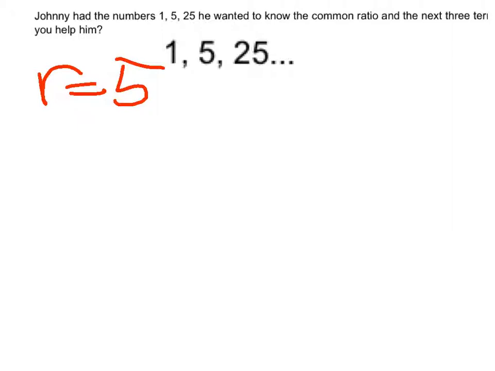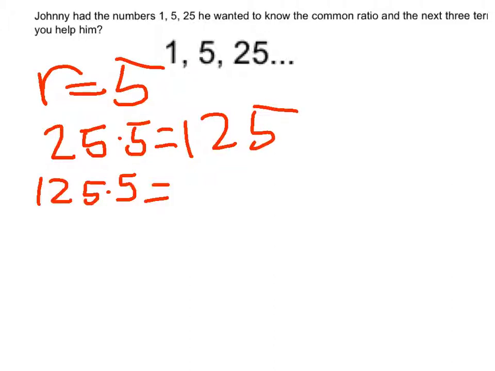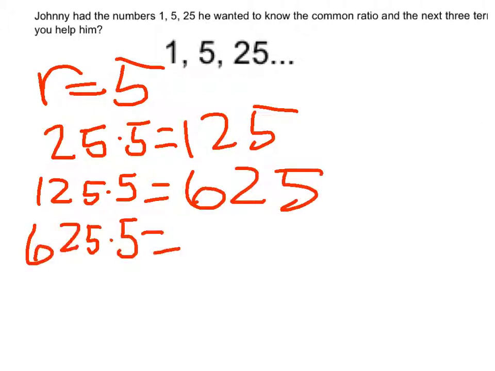But we are not done. Find the next three terms. We have to continue the pattern of multiplying the term by 5. So 25 times 5 is 125. So 125 times 5 equals 625. And 625 times 5 is 3,125. So the next three terms are 125, 625, and 3,125.